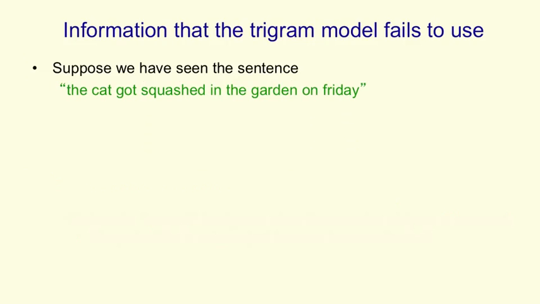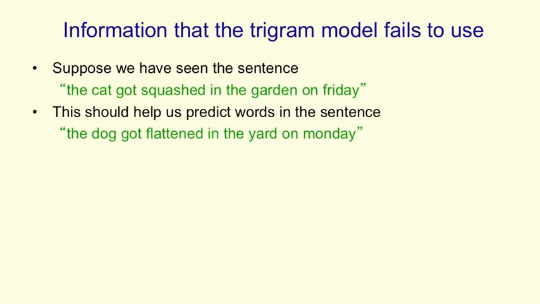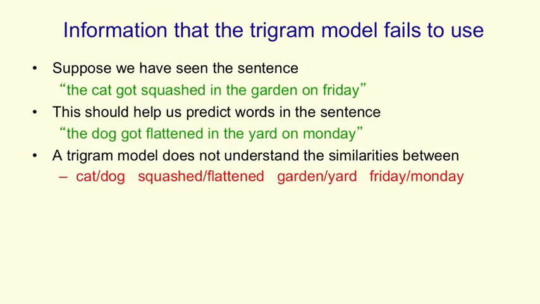Now, the trigram model fails to use a lot of obvious information that will help you predict the next word. Suppose, for example, you have seen the sentence, "The cat got squashed in the garden on Friday." That should help you predict the words in the sentence, "The dog got flattened in the yard on Monday." In particular, the trigram model doesn't understand the similarities between words, like cat and dog, or squashed and flattened, or garden and yard, or Friday and Monday. So it can't use past experience with one of those words to help it with the other one.